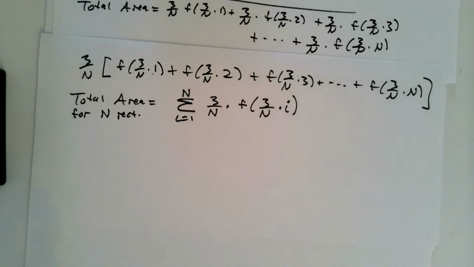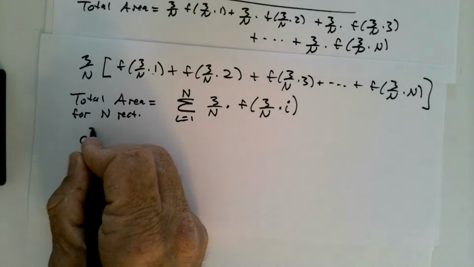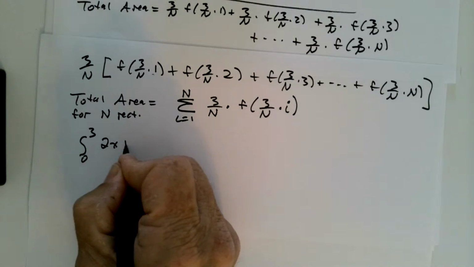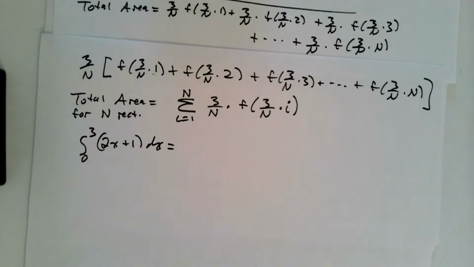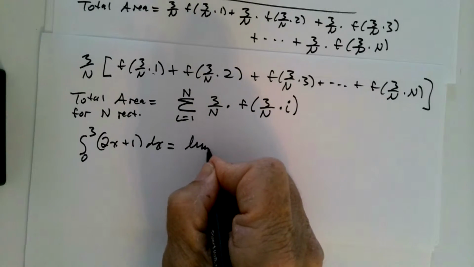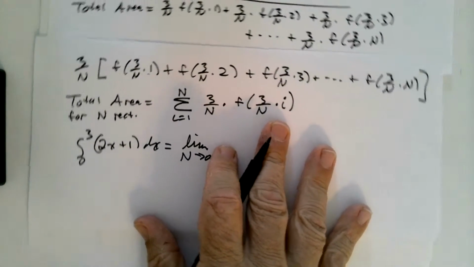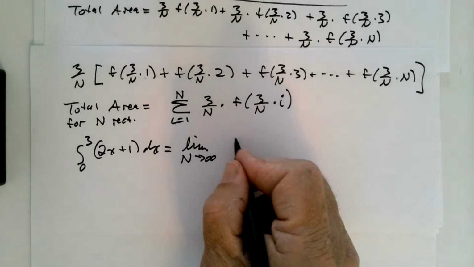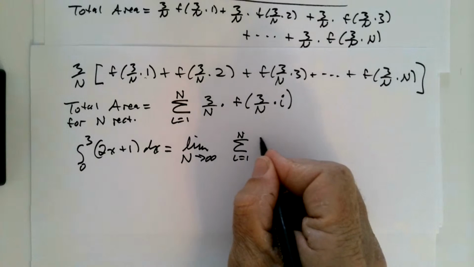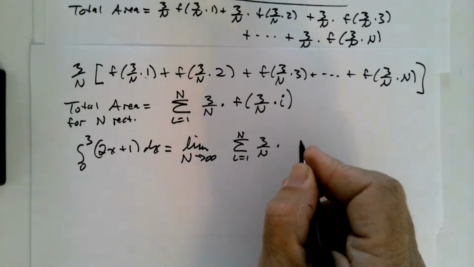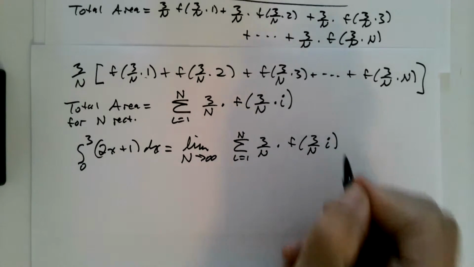But what I want is my integral. So my integral from 0 to 3 of 2x plus 1 dx is going to be the limit as n goes to infinity of the area of n rectangles, which is this sum as i goes from 1 to n of 3 over n times f of 3 over n times i.